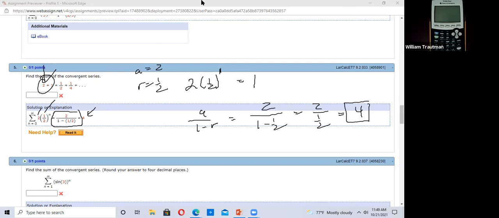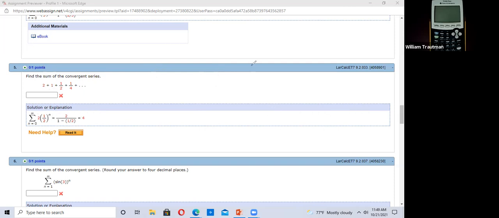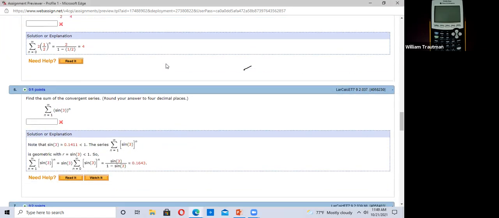It's actually kind of fun trying to solve some of these. It's a little challenging. This is kind of cool also. I like the help that they gave here.